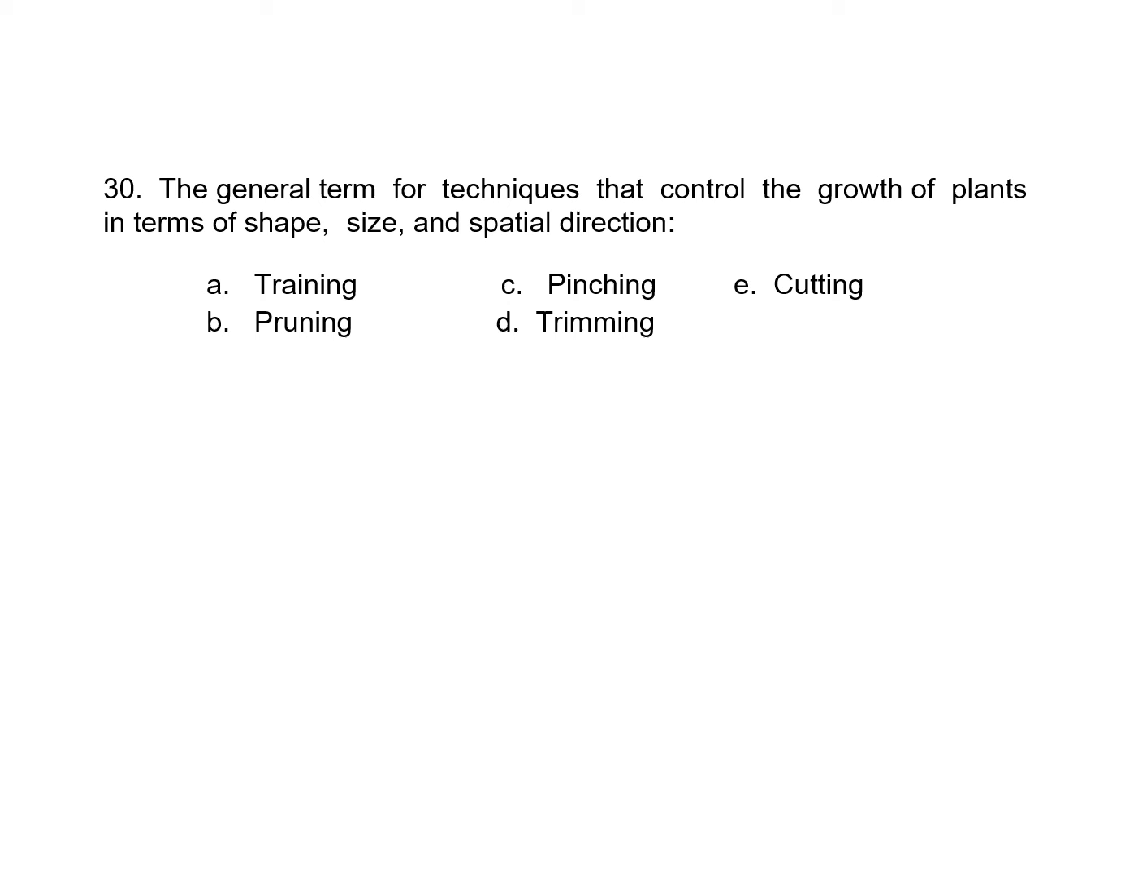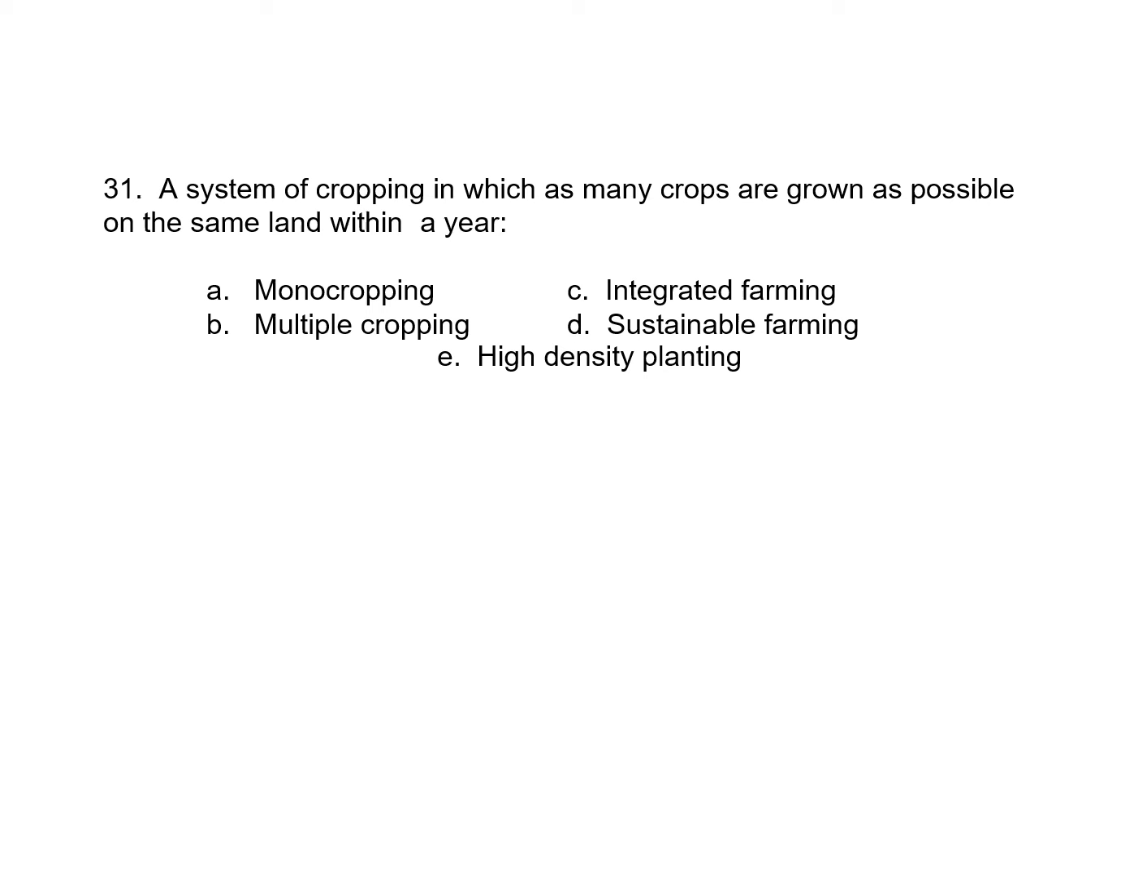Number 30. The general term for techniques that control the growth of plants in terms of shape, size, and spatial direction. A. Training, B. Pruning, C. Pinching, D. Trimming, E. Cutting. The answer is training.